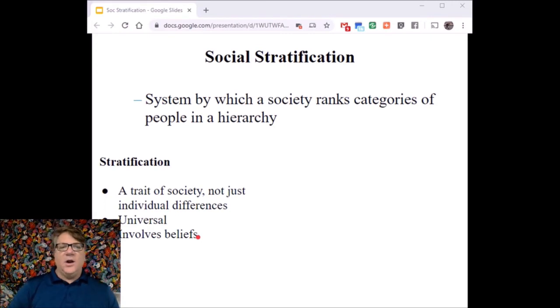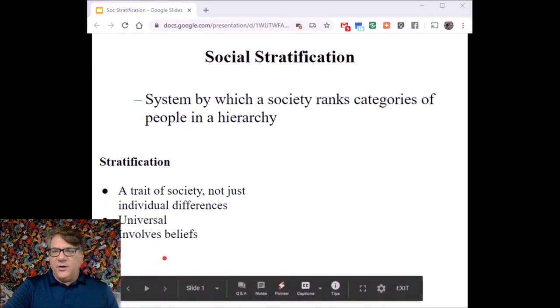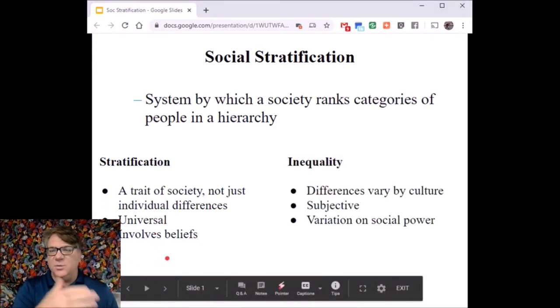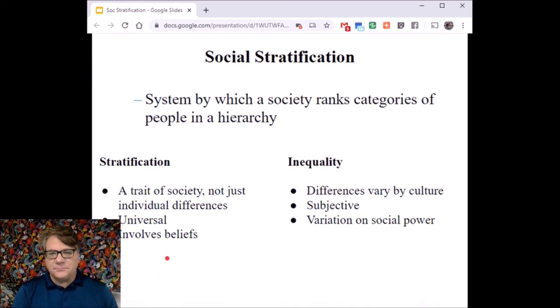Okay. All right, so now we want to compare and contrast stratification with inequality, okay? So here's where stratification, as a term, as terminology, as an idea, stratification and inequality are certainly related, okay? They go hand in hand. But you're going to have stratification in every society. But the degree by which you have stratification, that's what we're going to call inequality, okay? And so as you see here, inequality varies by culture.